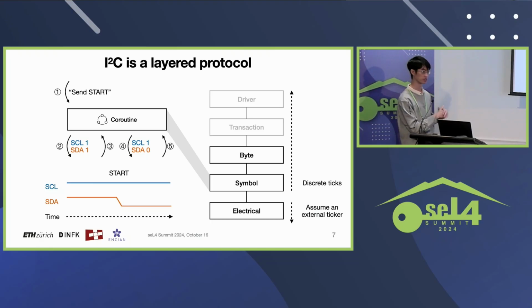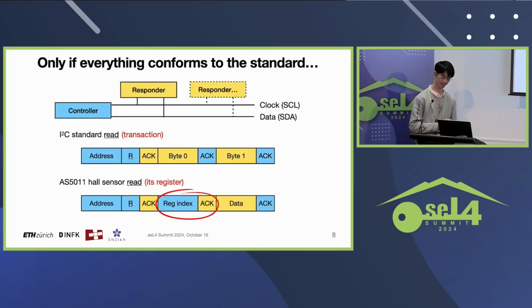And this sequence encodes the star symbol on the wires. And then the symbol layer finished its work. It talked back to the byte layer saying that everything is done. So far so good, but only if all the devices conform to the standards.